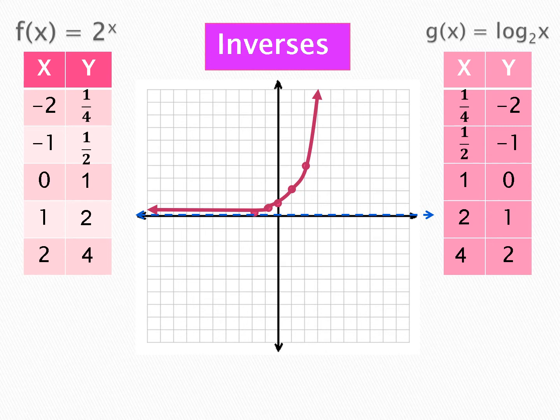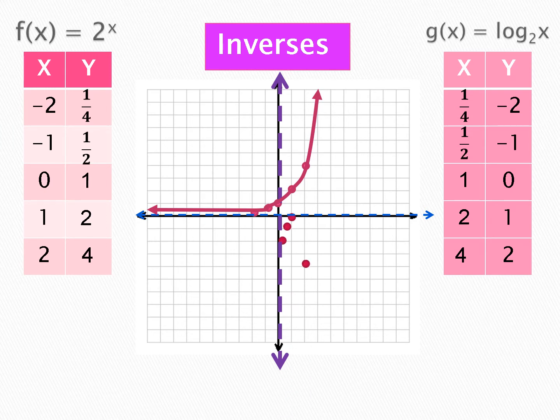Now, this parent function right here will only work if your base is 2. If it's base 3, you've got to go create that parent function table. So this table only works if your log has a base of 2. But it's the parent function, so we know that I'm going to have a vertical asymptote at x equals 0.